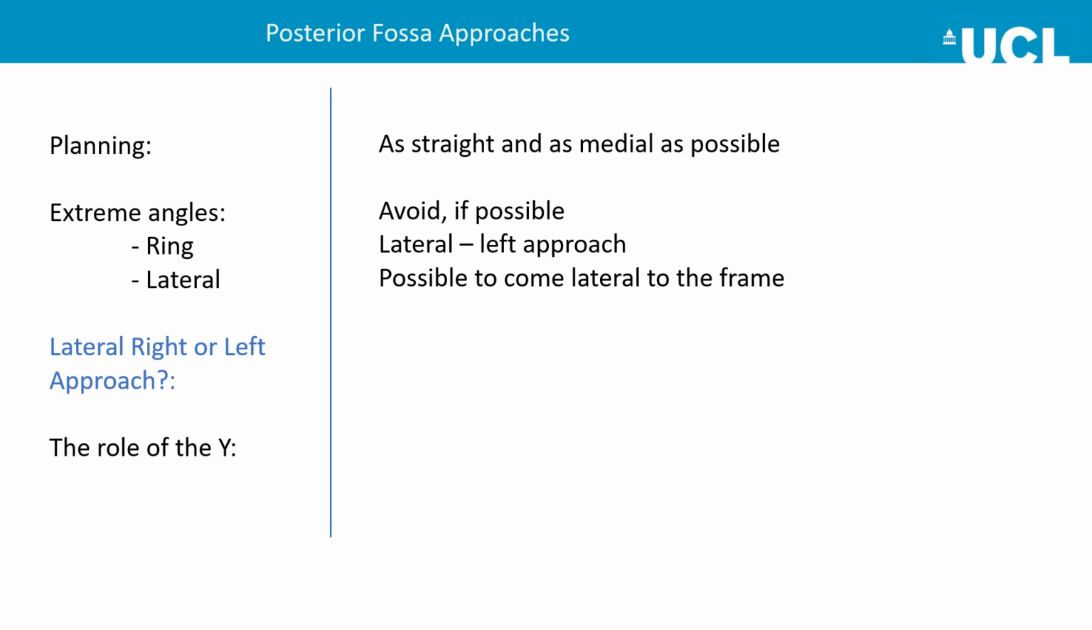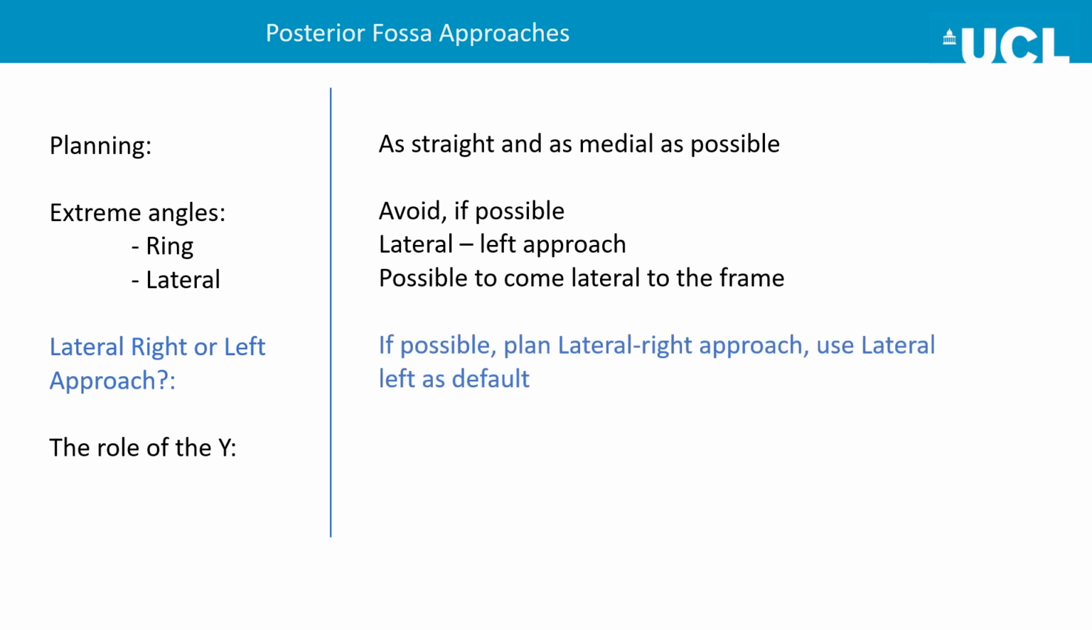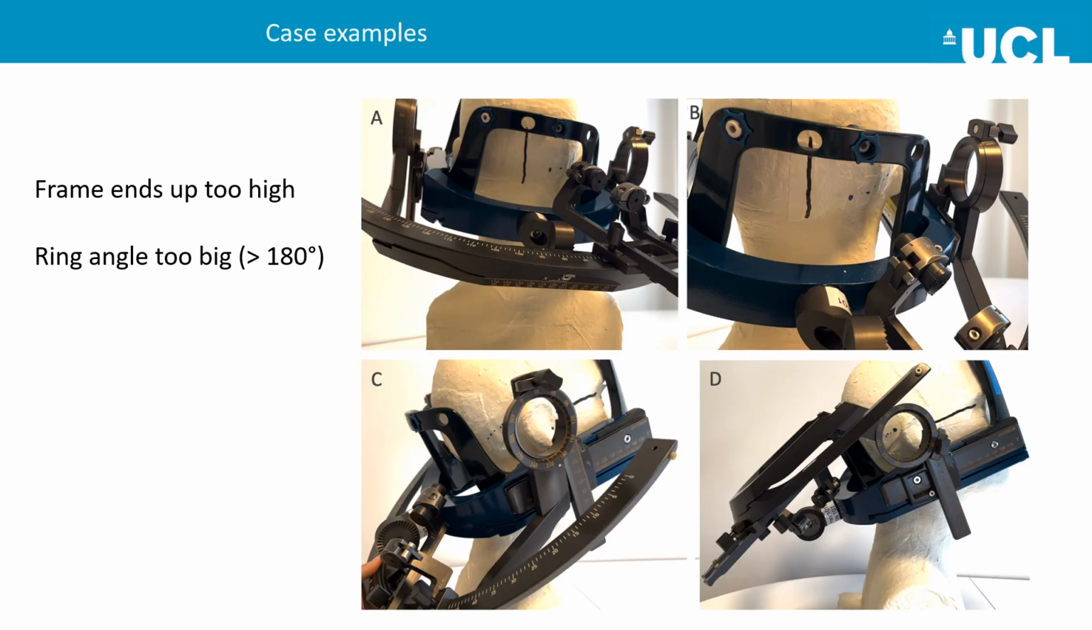Next, I would like to discuss the question whether we should do a lateral right or a lateral left approach. I would always plan for a lateral right approach, because then you can use the lateral left as a default. Most often the frame ends up too high and the ring angle is a bit too big, so more than 180 degrees. In both cases, you can prevent having to replace the frame by simply switching to a lateral left approach. So it's always worth testing if it's not easier to do the trajectory with a lateral left approach.